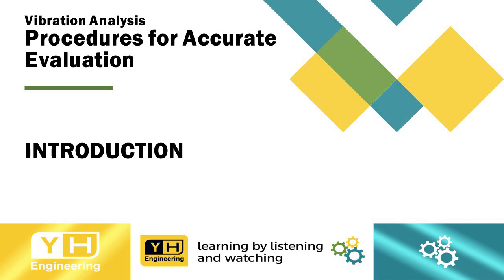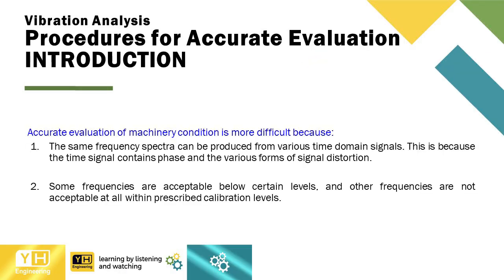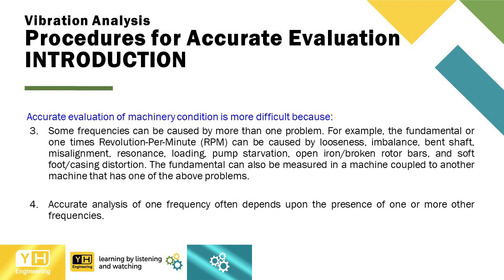Introduction. Accurate evaluation of machinery condition is more difficult because, Number 1, the same frequency spectra can be produced from various time domain signals. This is because the time signal contains phase and the various forms of signal distortion. Number 2, some frequencies are acceptable below certain levels, and other frequencies are not acceptable at all within prescribed calibration levels. Number 3, some frequencies can be caused by more than one problem.